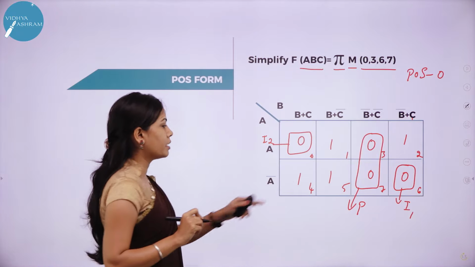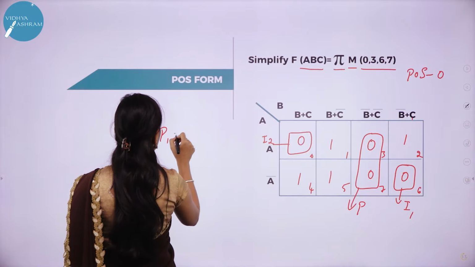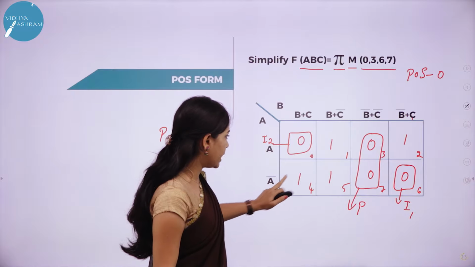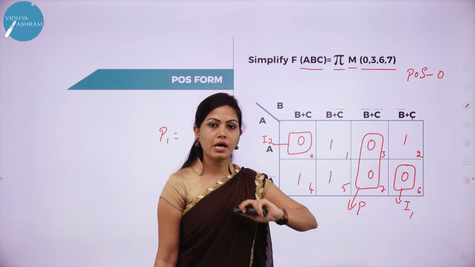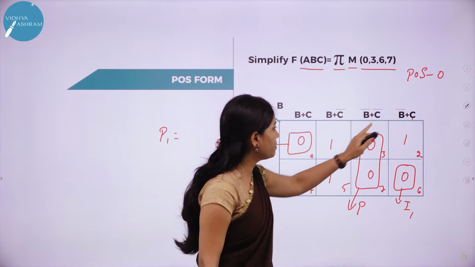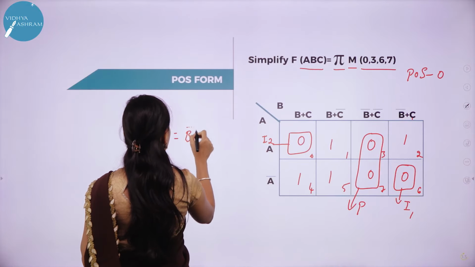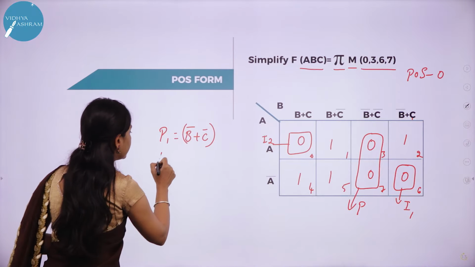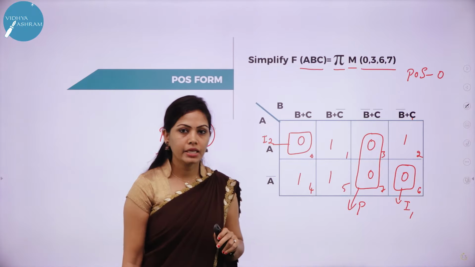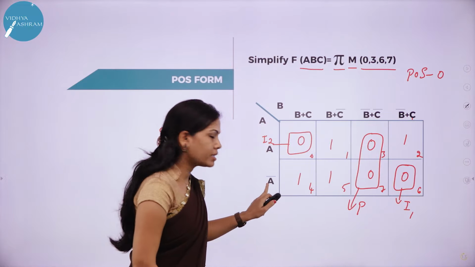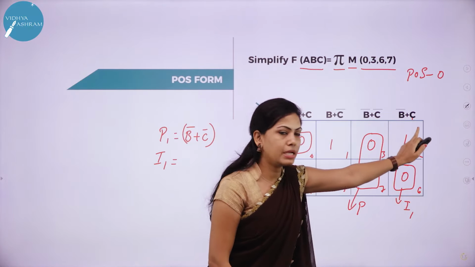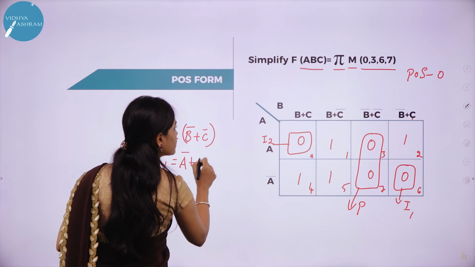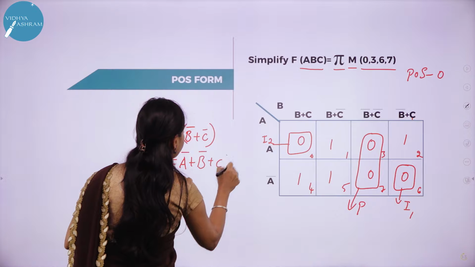How to simplify this? Pair 1. What is the expression for pair 1? Here we have A plus A bar in the row. A plus A bar will be 1. Next B bar plus C bar. We'll get B bar plus C bar as the common factor. And second one is identical 1. In I1 we have A bar as common plus B bar plus C. So I1 is equal to A bar plus B bar plus C.